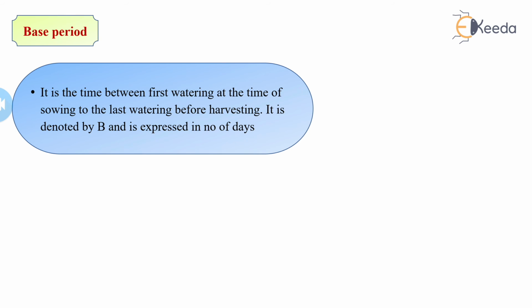So these are some technical terms which are mainly used in this chapter for calculating the volume of water which is required for the crop and the total depth of water which is required by the crop. Thank you.